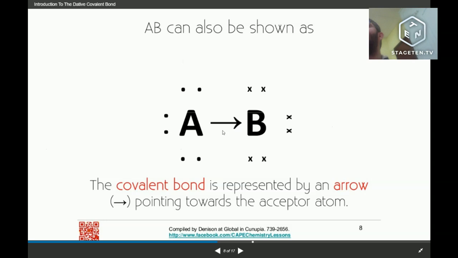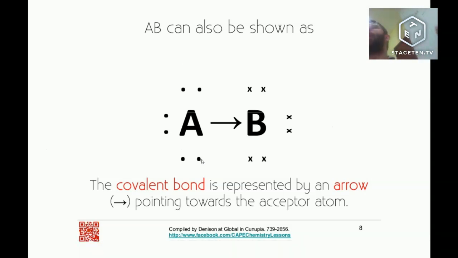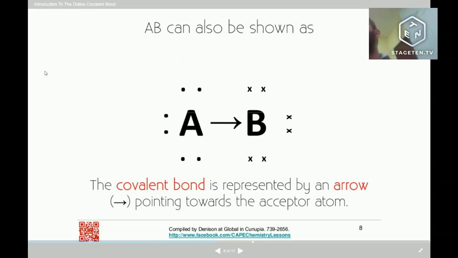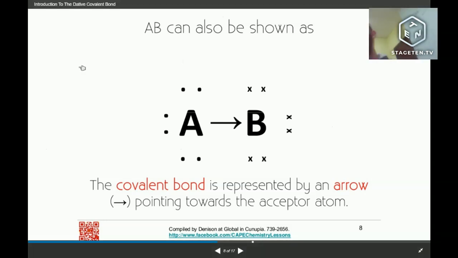Okay? This is the arrow you've seen in the video. You can or cannot draw it. It doesn't really matter. If you draw it, it's better. Normally, I would highly recommend that you draw it for such structures, but you don't have to, especially if you're not entirely sure where this bond came from. So the covalent bond is represented by an arrow pointing towards the acceptor atom. So the acceptor is B, the donor is A.